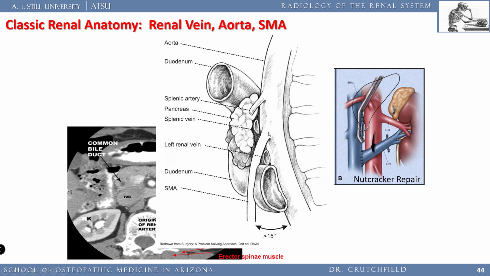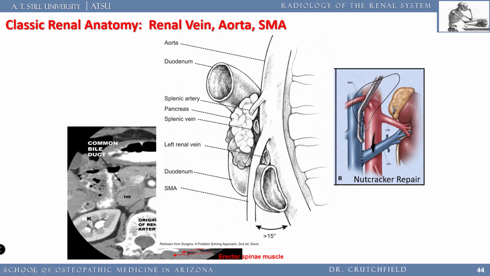Same idea, but here is the superior mesenteric artery, and it's crossing over the left renal vein, except in this case the patient has no body fat back here. Normally there's body fat in this area, and they have no body fat, and just the weight of the superior mesenteric artery and its tributaries pinches off the retroperitoneal portion of the duodenum as it crosses over the aorta and the spine back here. So the duodenum right here gets pinched. So people start puking.